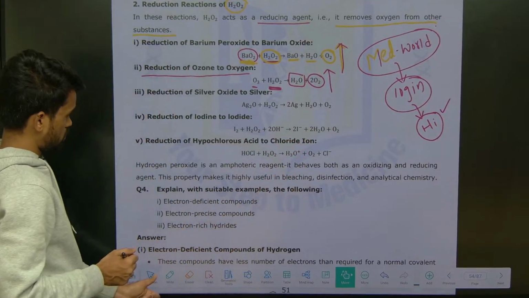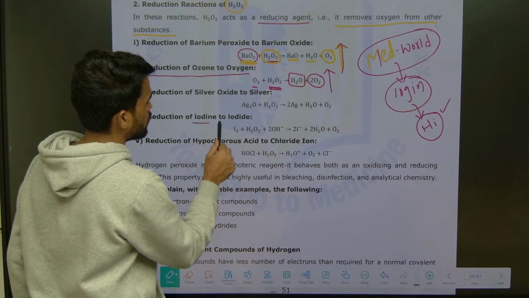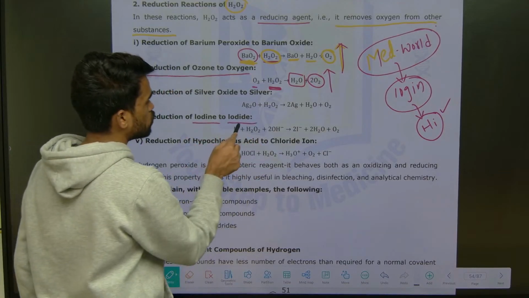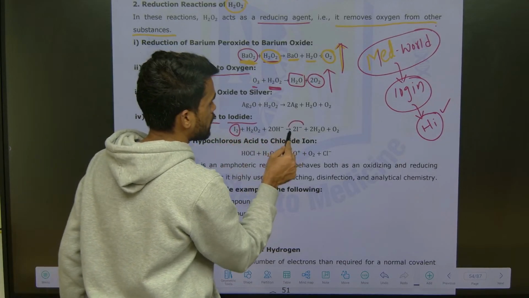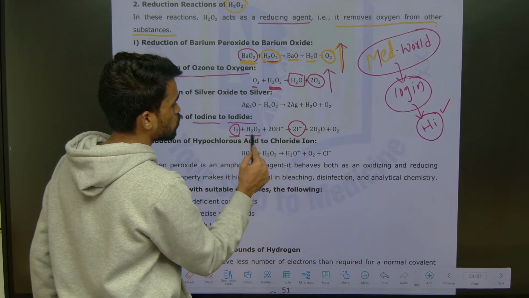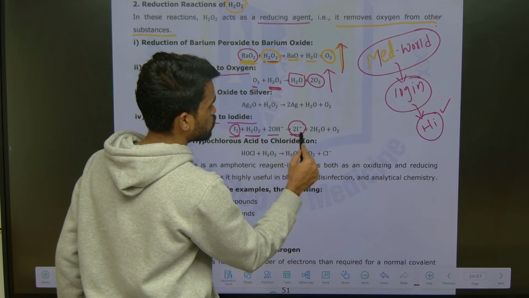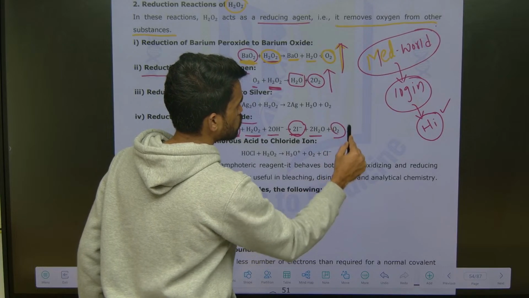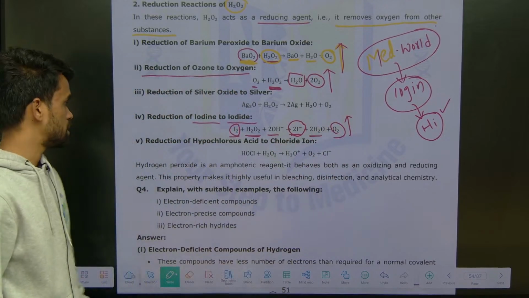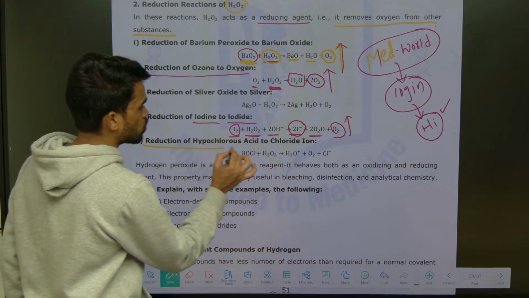The next one: reduction of iodine to iodide. It means the I2 molecule converts into iodide ions. See, I2 plus H2O2 in basic medium converts into 2I minus, H2O, and O2 gas is released. Okay, remember this.